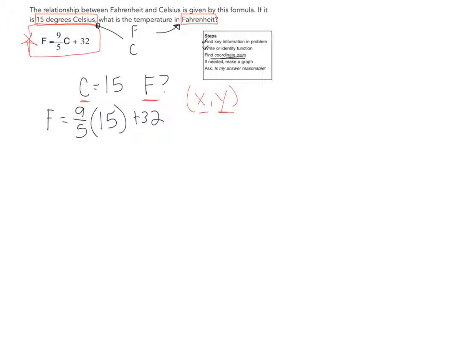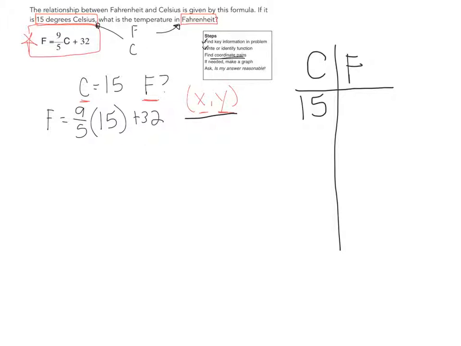Perfect, okay. So now what I need to do is find my coordinate pairs essentially, but instead of using my X and Y, I'm going to use my variables for this problem, which are C and F. So I'm making a function table to find my coordinate pairs. The first input, C, which is given to us right here, right? This is what we're trying to find. Our first input, C, is 15. So let's put a 15 in for our input.